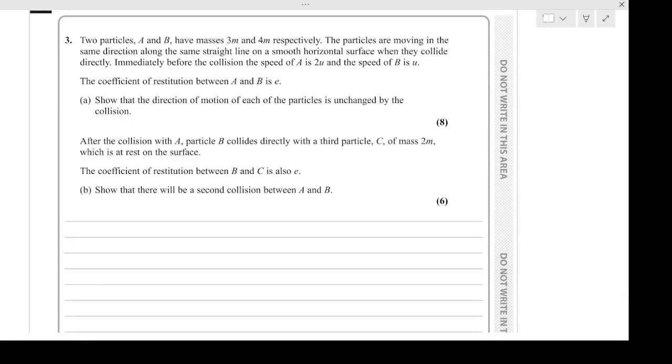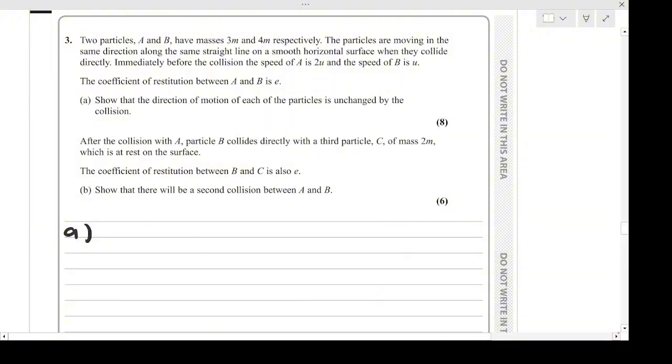And then we got this collisions question. So we've got two particles A and B of masses 3m and 4m. Particles are moving in the same direction when they collide. Before the collision, the speed of A is 2u and B is u. Coefficient of restitution is E, and first we need to show that the direction of motion is unchanged by the collision. Now, I'm not too sure how to get to that, but again, the standard thing with these questions, just do the normal method, right?